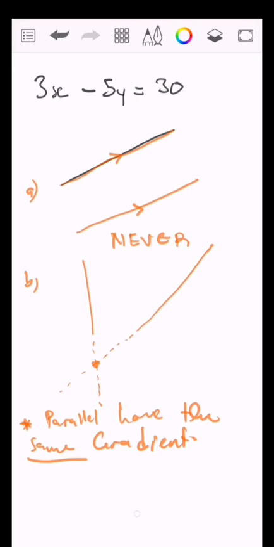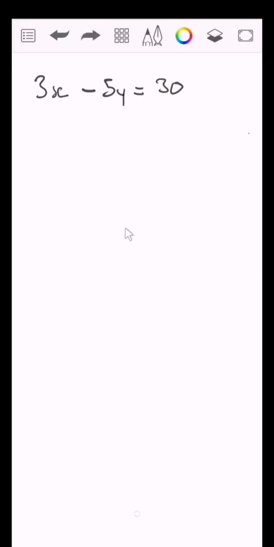Find the equation of a line parallel to line L passing through the point minus 5, 3 in the form y is equals to mx plus c. Then unpause to see the solution. Let us get back to our solution. We need to answer this question. Question B, find the equation of a line parallel to the line L passing through the point minus 5, 3 in the form y is equals to mx plus c. So this is our line 3x minus 5y is equal to 30, line L. Then we have a line which is parallel to this line.